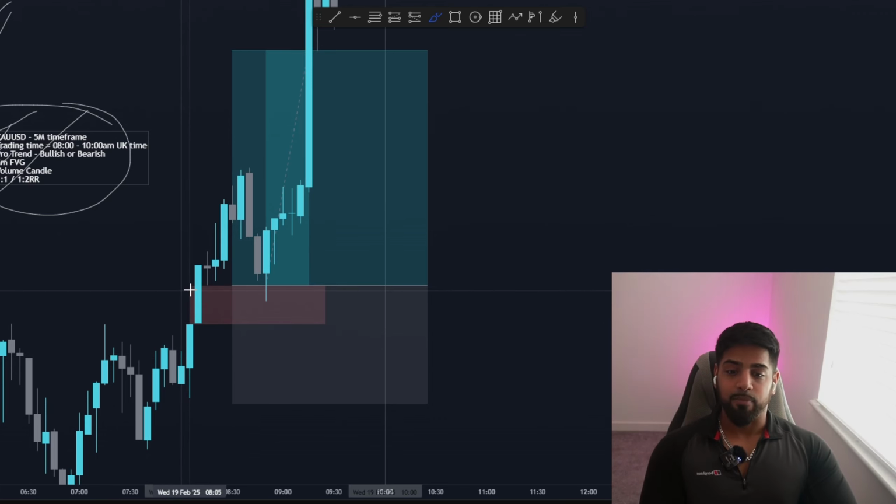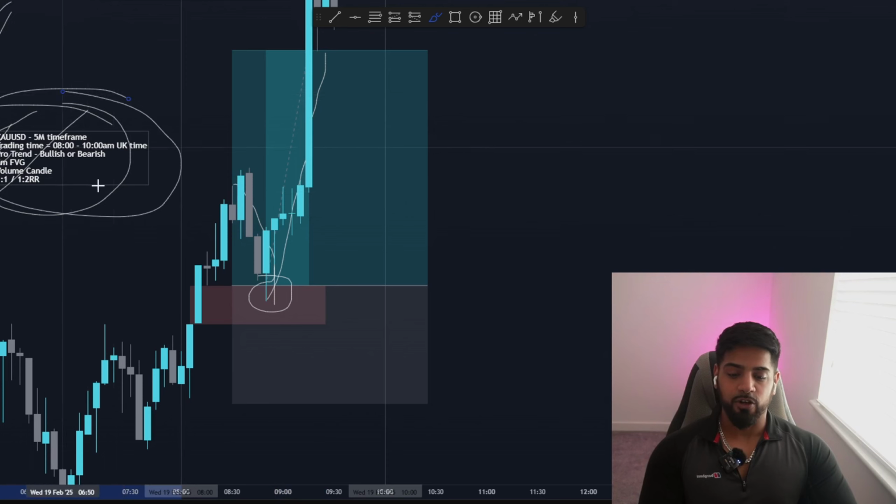This means that price has to come back into this area to rebalance price. Sales are now offered, price has rebalanced itself, and then from there it's going to continue in its pro-trend direction. It is as simple as that.